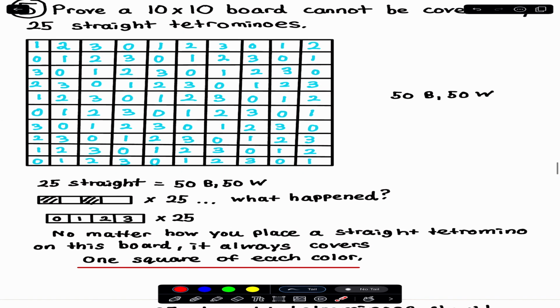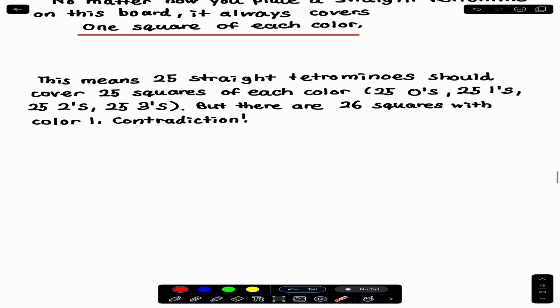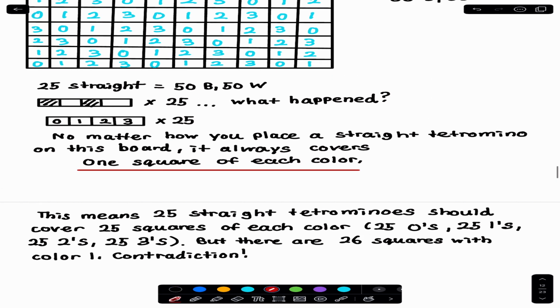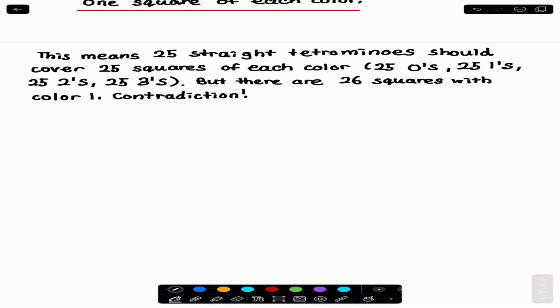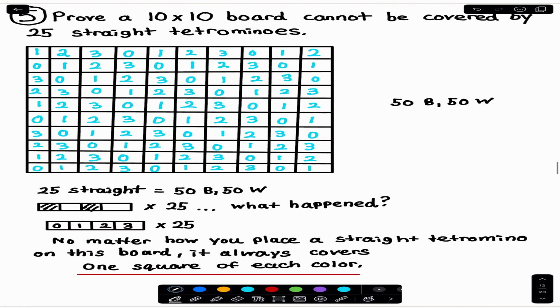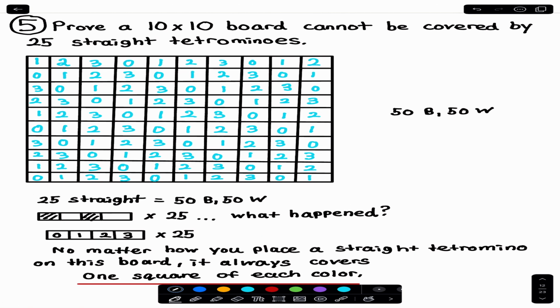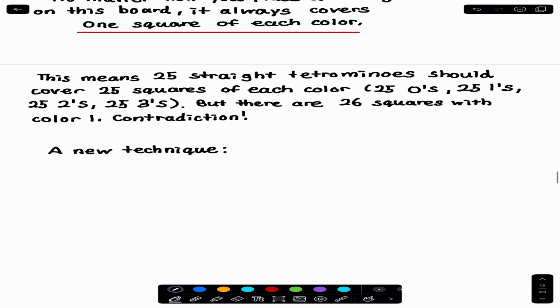No matter how we place a straight tetramino on this board, it always covers 1 square of each color. So that's the solution for this problem. And a point I want to emphasize is, what have we learned? Well, we got a new technique, actually. Let's write that out, because we always like adding things to our toolbox, right? We like to collect techniques so that when we see many different types of problems, we have different methods of attack. You don't want to just be fixated on looking at the problem in one way.